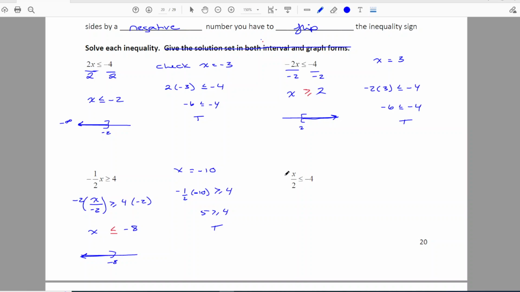Okay, and then lastly, this one, to get x by itself, I'm going to multiply both sides by 2. I get x is less than or equal to negative 8. So same as this guy, so let's check negative 10. I get negative 10 divided by 2. Is that less than or equal to negative 4? That's negative 5 is less than or equal to negative 4, which is true. So again, when do I, when don't I? Only if you multiply or divide by a negative number.